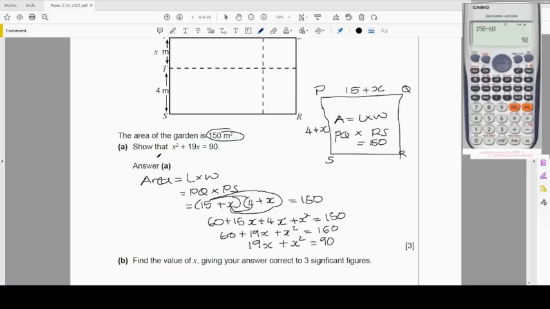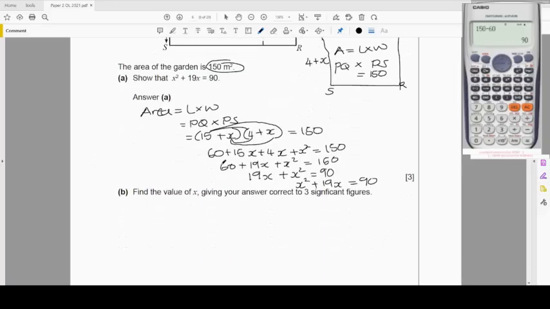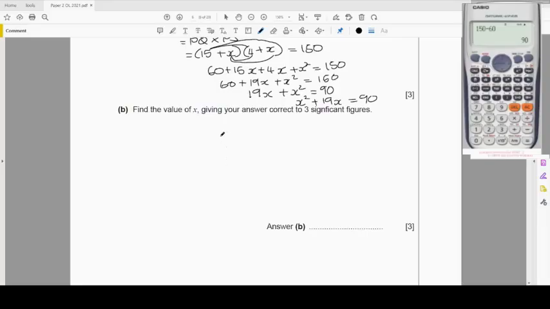And then just rewriting it the way it is given, 19x plus x squared is the same as x squared plus 19x. This is equal to 90. So we have shown it as required. Then find the value of x, giving the answer correct to 3 significant figures.